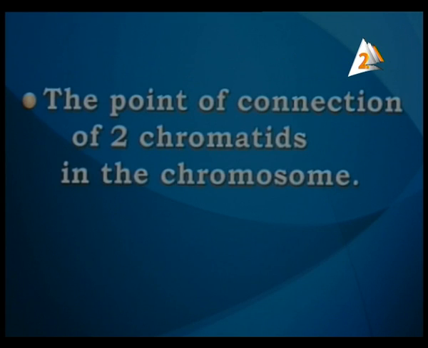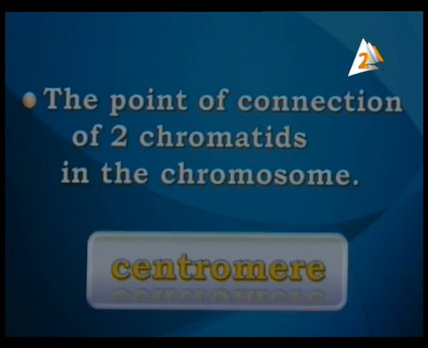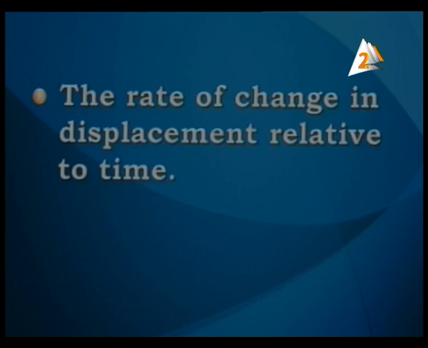We have the point of connection of two chromatids. There is a big difference between these two sentences. Point of connection of two chromatids in the chromosome. It will be centromere. It means the point of intersection between two chromatids. It's easy. Look at this question.